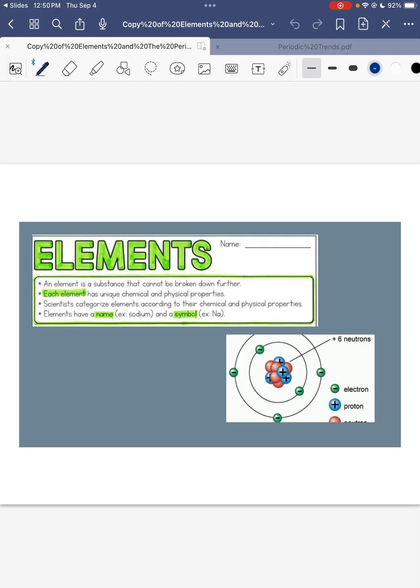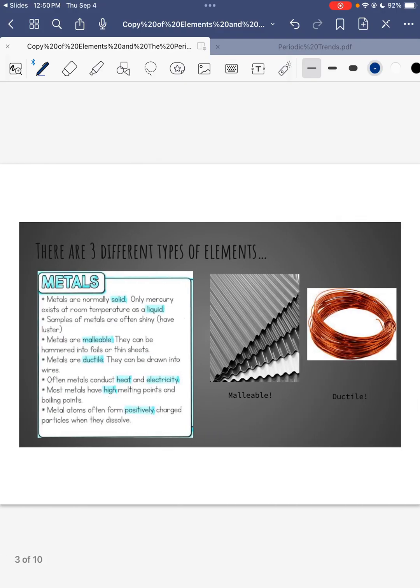It's important to know that an element is not necessarily the same thing as a chemical. Some people say that what's on the periodic table is chemicals, but we could consider sodium chloride a chemical or water a chemical, but those things aren't on the periodic table. The things on the periodic table are pure elements. There are three types of elements that are grouped.